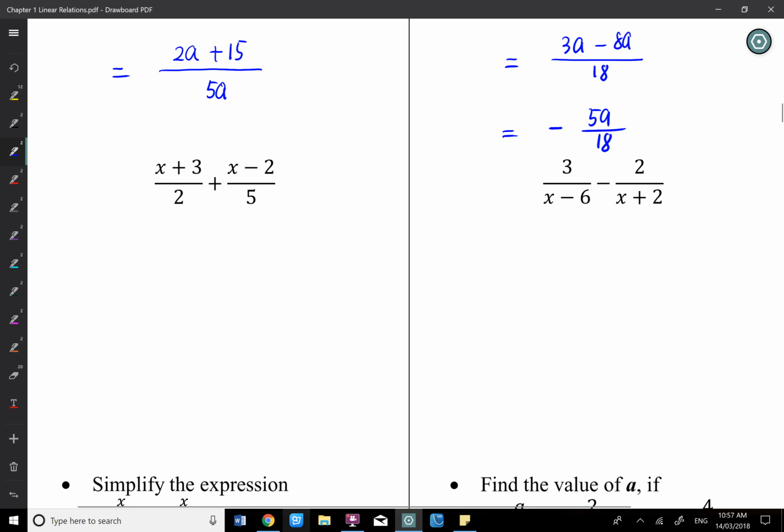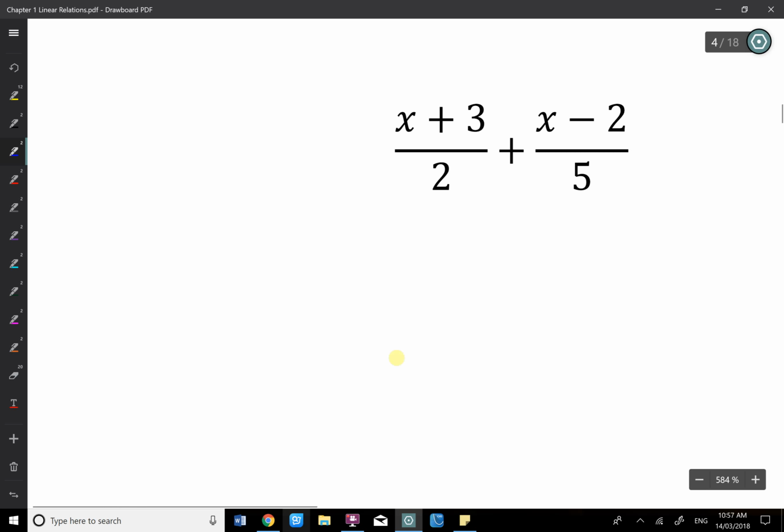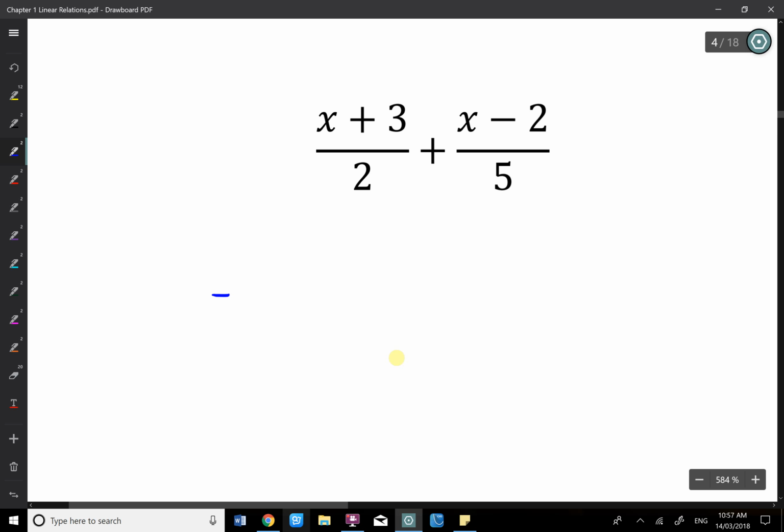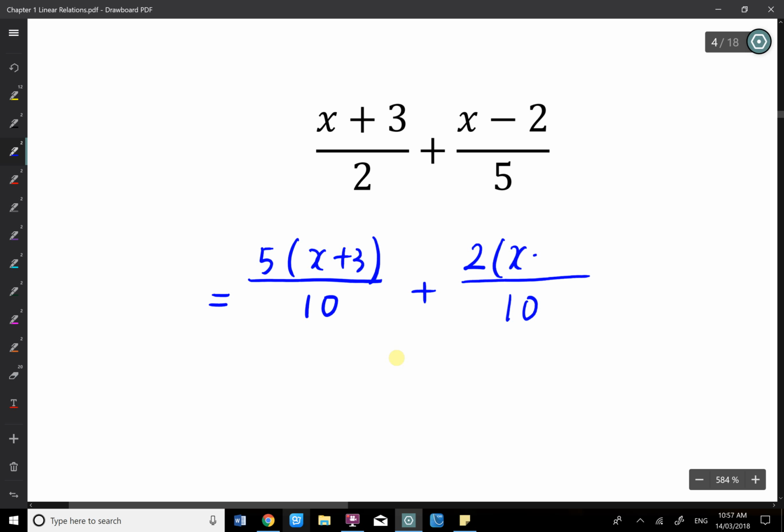Alright, the next two. So 2 and 5, the common denominator will be 10. But be careful with this question here. For the first one, you want to times 5 on top and bottom. So this 5 will times the whole thing on top. So it's 5 bracket x plus 3. And then you also times 2 on both top and bottom for the second. So that's 2x minus 2.